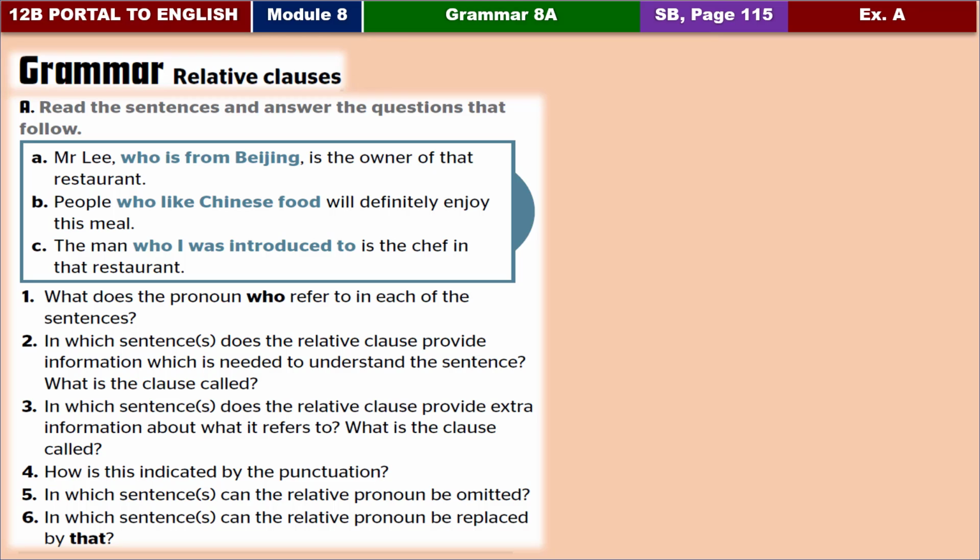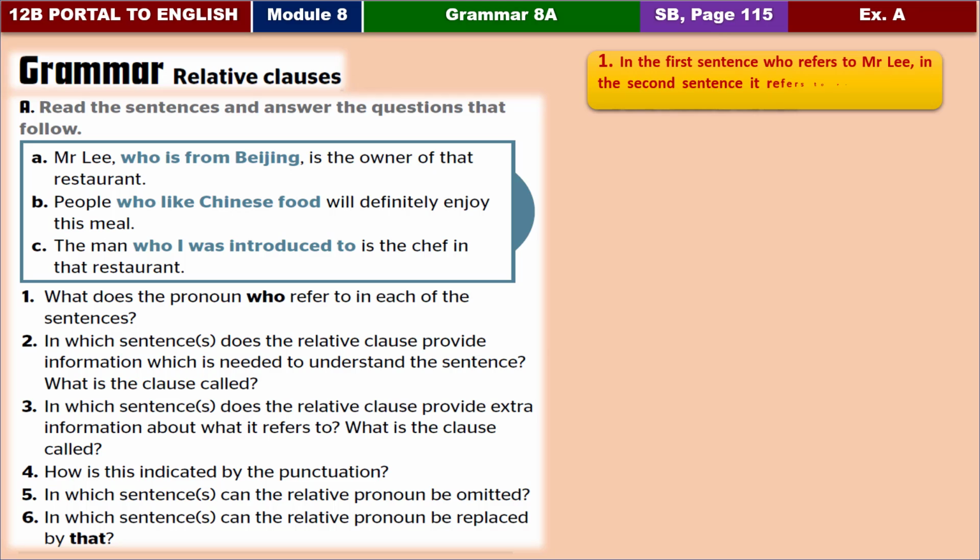Number 1. What does the pronoun who refer to in each of the sentences? Here is the answer. In the first sentence, who refers to Mr. Lee. Read it again and check. Okay. What about in sentence B? Yes. In the second sentence, it refers to people, and in the third, it refers to the man who. Okay, what about question number 2?